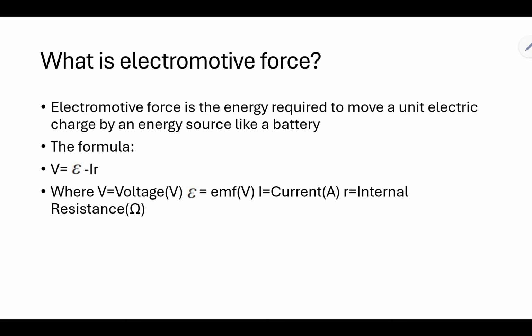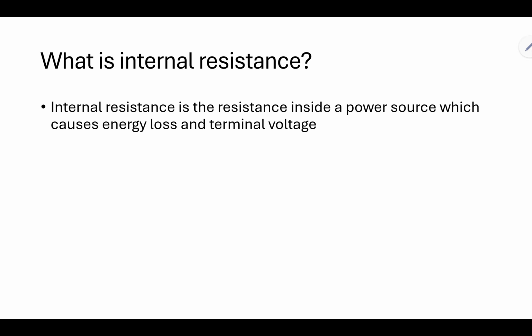So first of all, what is electromotive force? Electromotive force is the energy required to move a unit of electric charge by an energy source like a battery. The formula is V equals E minus IR, where V equals voltage, E equals EMF, I equals current and R equals internal resistance. What is internal resistance? Internal resistance is the resistance inside a power source which causes energy loss and terminal voltage.